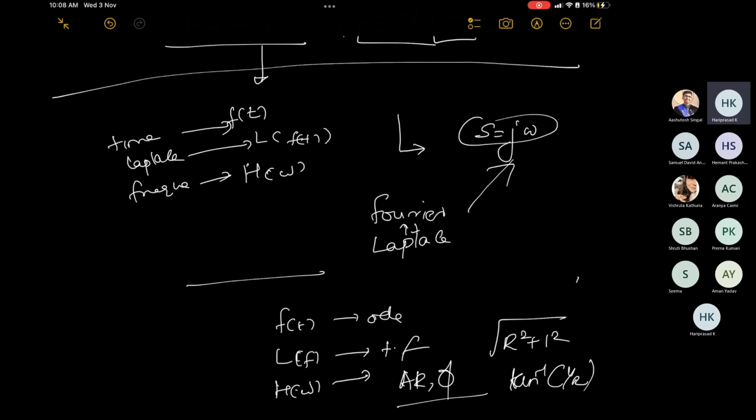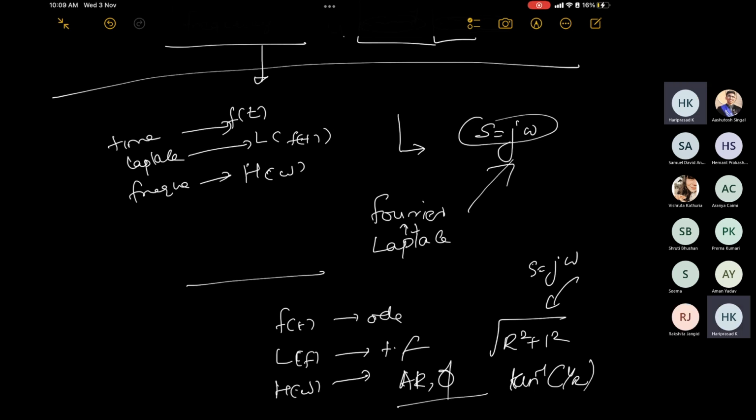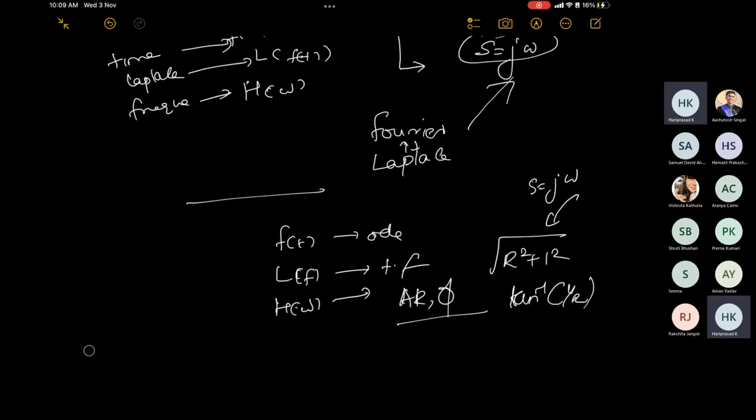So how to obtain this? Again, put s equal to j omega and rationalize the transfer function: multiply and divide by the complex conjugate. Finally, extract out these terms. This is your amplitude ratio, and this is your phase angle.